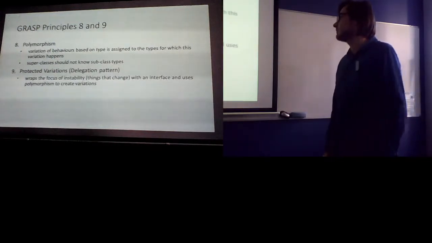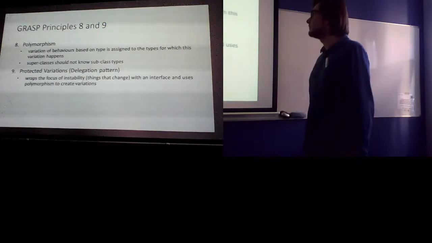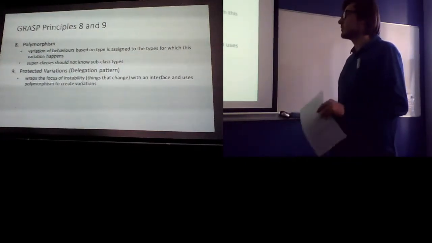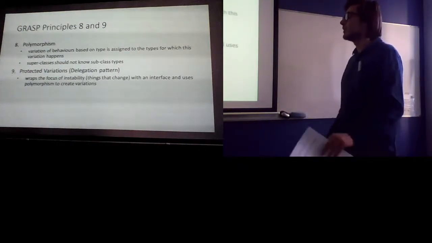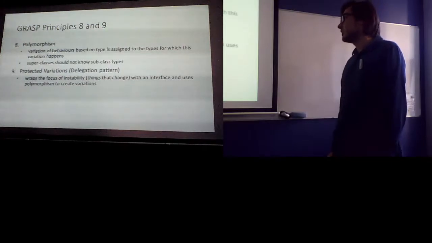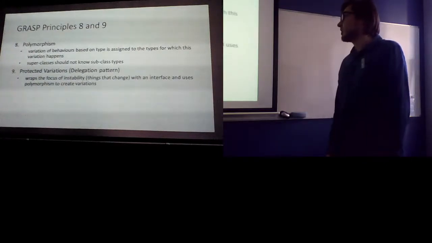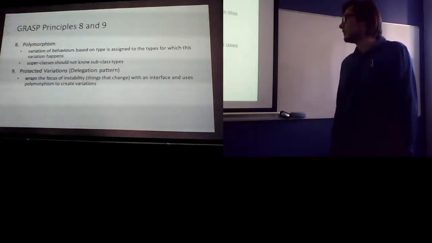Yeah, and protected variation is basically a kind of variation of polymorphism. You want to protect this because, as I told you, some objects can perform operations on multiple types. You also want to protect the variables, so you want to make sure that the instability, the things that change, can deal with an interface and can create the variation.